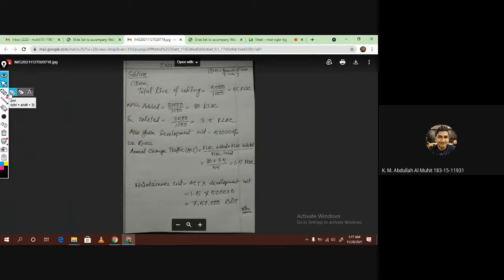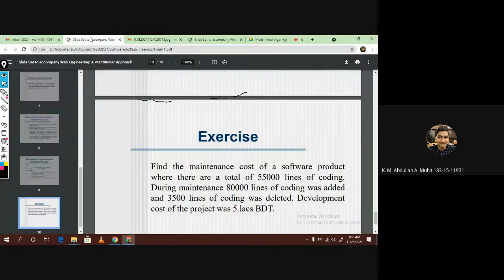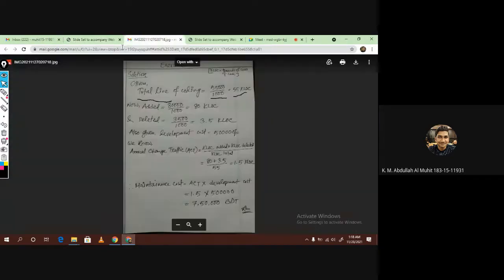The given part here is the line count. The total lines of code is 55,000, which we divide by 1,000 and get 55 KLOC. The added part was also given, which was 80,000 divided by 1,000, which is 80 KLOC. Then the deleted part, 3.5 KLOC, we got. Also the development cost is given there, 5 lakh.